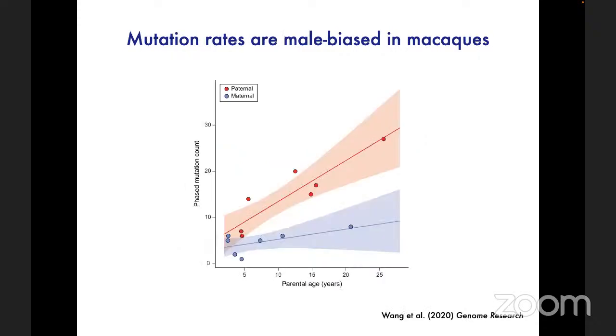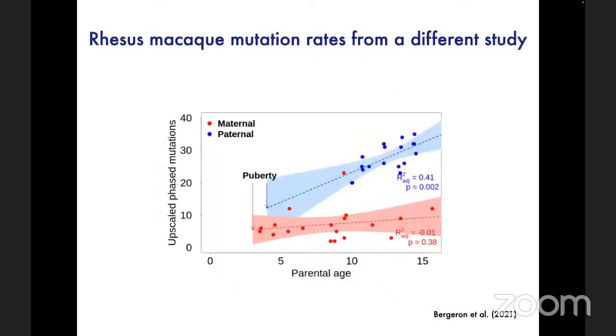Here's our data from macaques again. The colors switch depending on whose study you're looking at, but males are almost always going to be on top. But macaques are here, quite male biased. These are the macaques from somebody else's study. Again, another study by Lucy Bergeron.